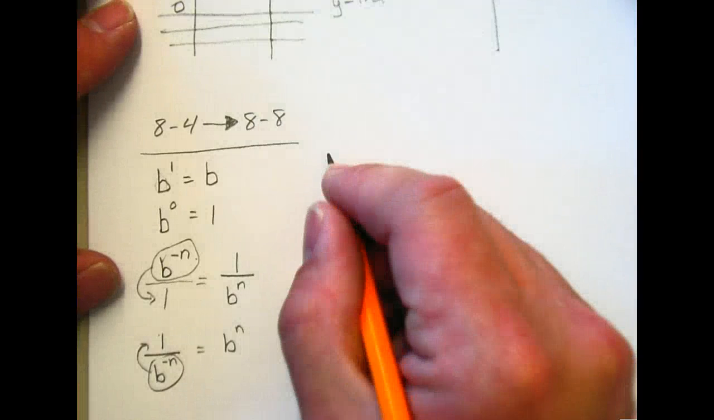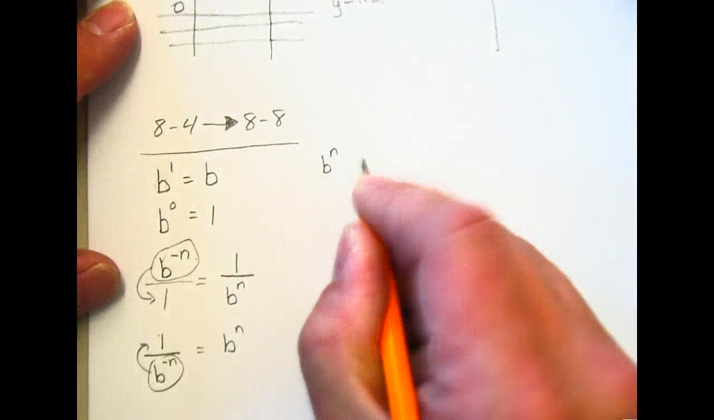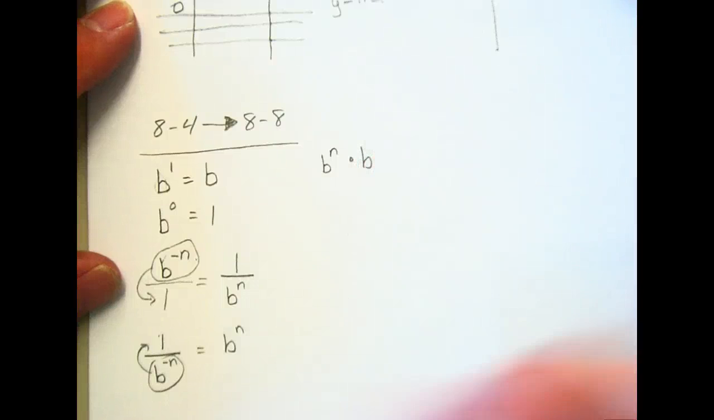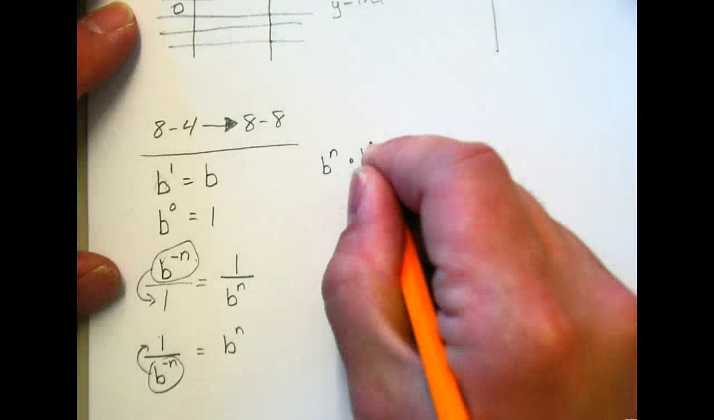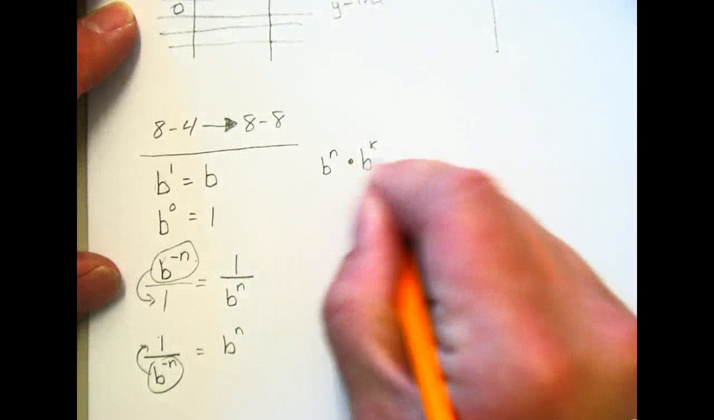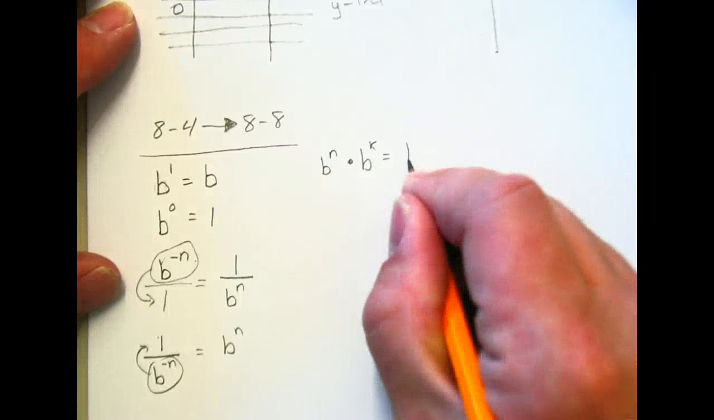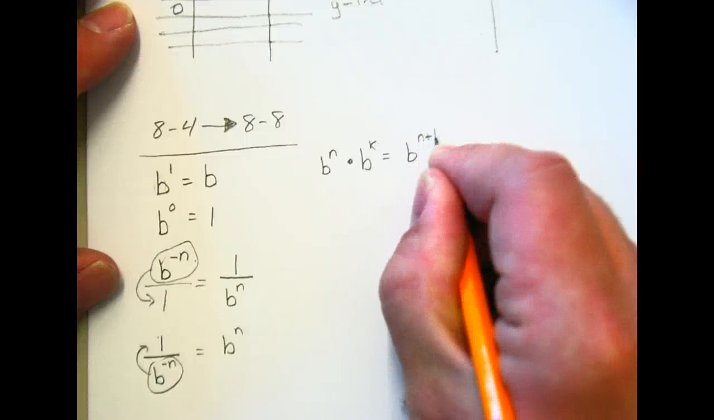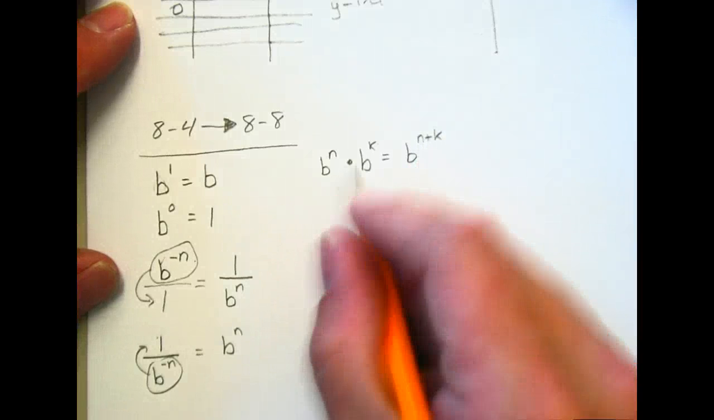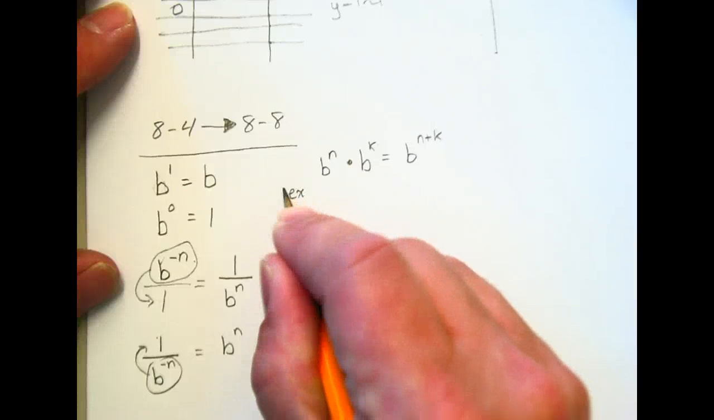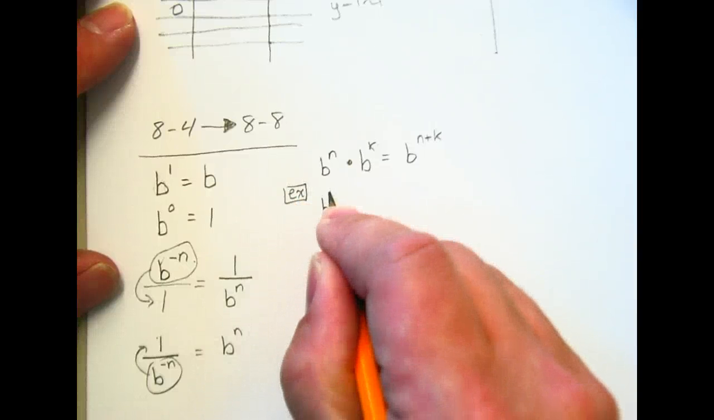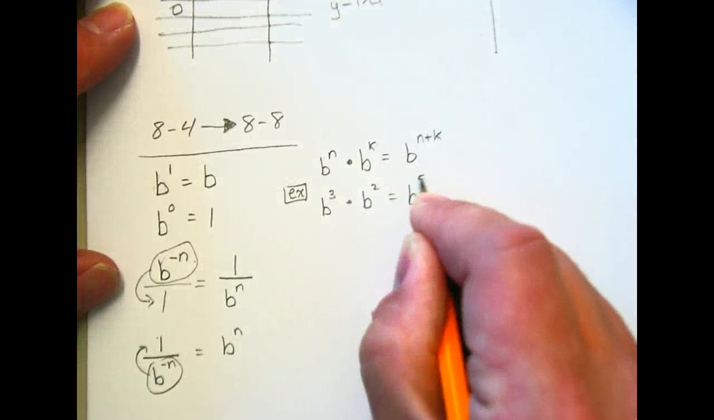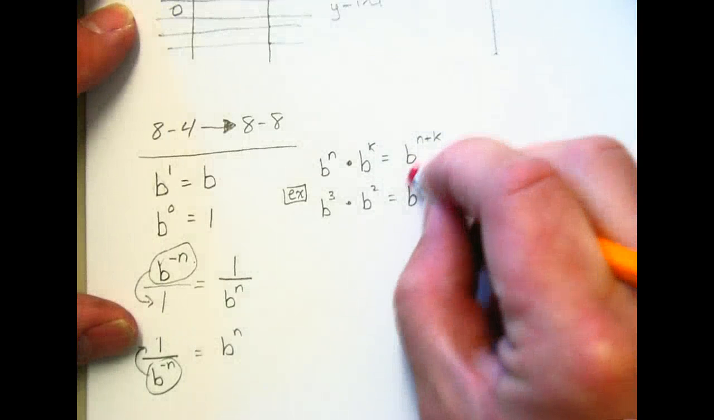Okay, then we talked about b to the n times b to the, I don't know, give me another letter. K. If I'm multiplying powers with the same base, what do I do to the exponents? You add them. You add those up. So that's the math behind it. If you want to give yourself an example, you could say like b to the third times b to the second is b to the fifth. You would add them up. It's the 3 plus 2.